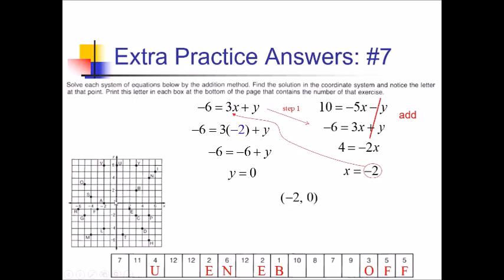And now I'm going left 2 and up nothing to give me an A in spot number 7. So I'm putting an A right here. And actually, there's another 7 over here, so I'll put an A there as well.